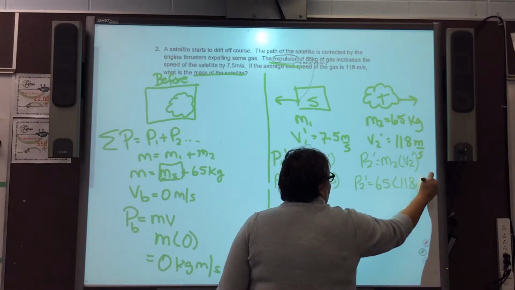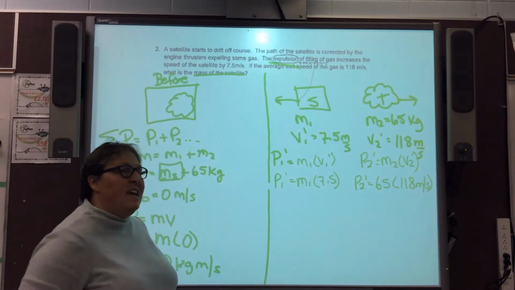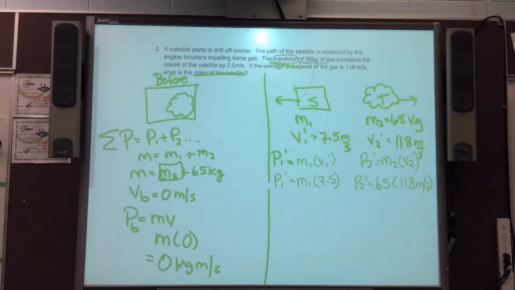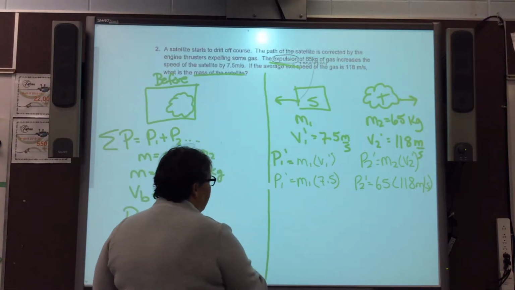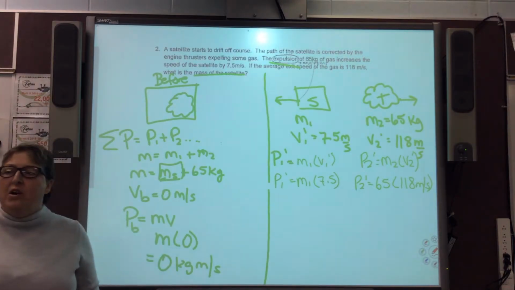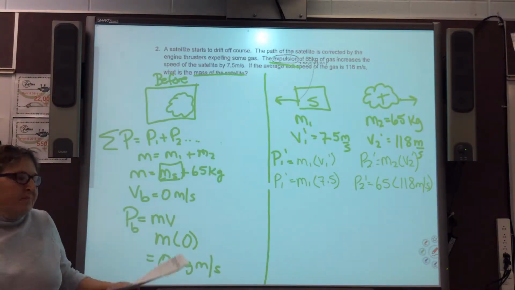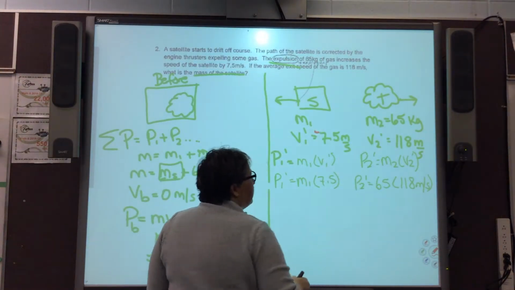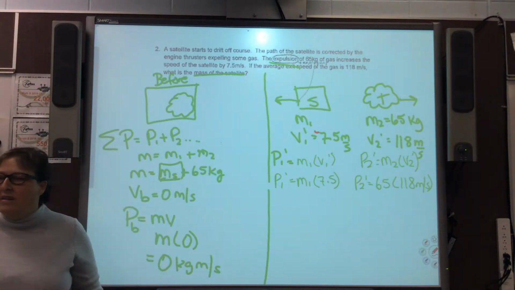118 meters per second. Now, we have the satellite going in one direction, and we have the thrusters going in another direction. Okay? So we have the satellite arbitrarily going to the left, and we have the thrusters arbitrarily going to the right. We can set that up this way, because that's how it's going.